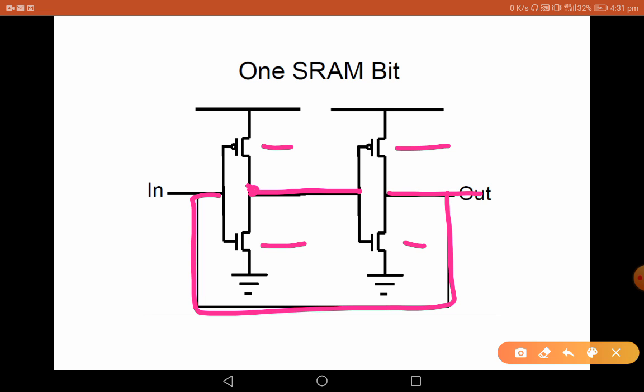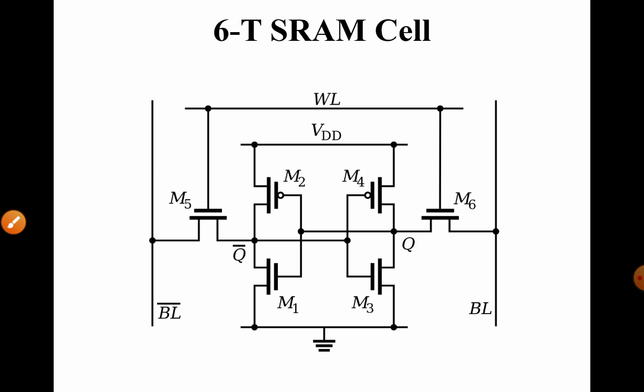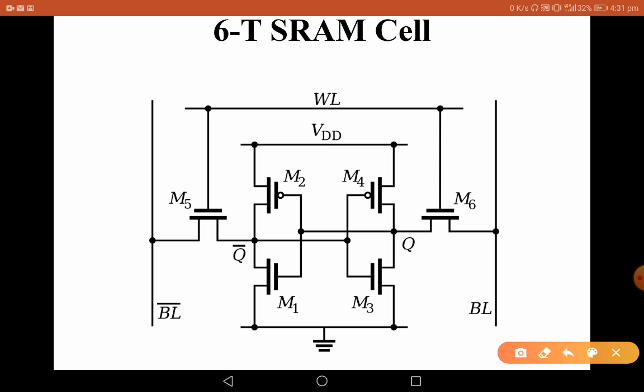If we add the access transistors also, it becomes 4 plus 2, 6 transistors. So this is the 6T SRAM cell. We can see both inverters here. This is the first inverter, and this is the second inverter. Both are connected back to back. I'll show you how the input of the first is connected to the output of the second.